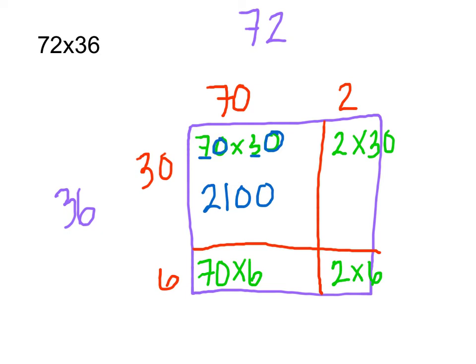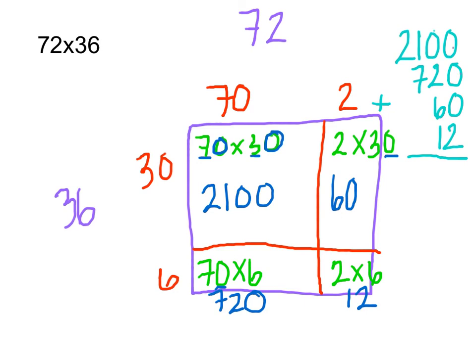Then I have 2 times 30, and I know 2 times 3 is 6, and add 1 0 to the end. I have 7 times 6, which is going to be 72 with a 0 at the end, and 2 times 6, which is going to be 12. Now you take all of those answers and add them up.